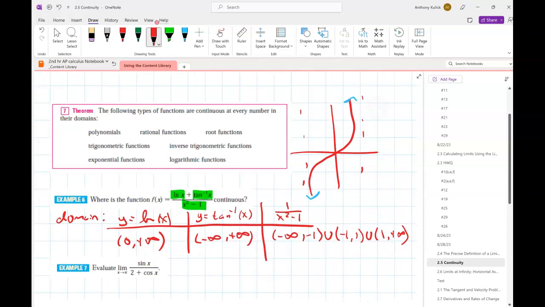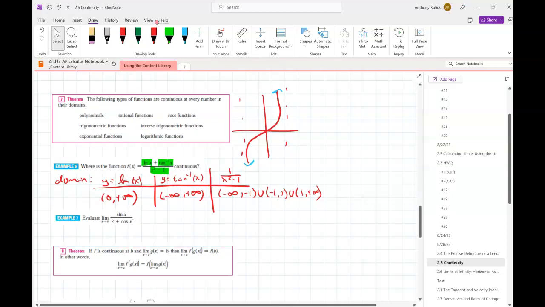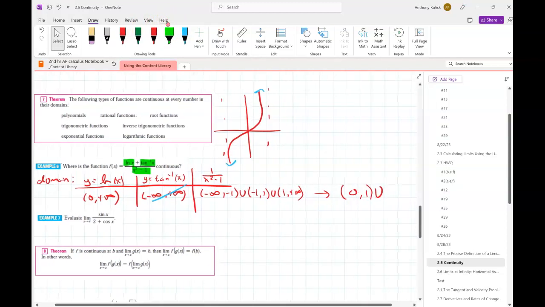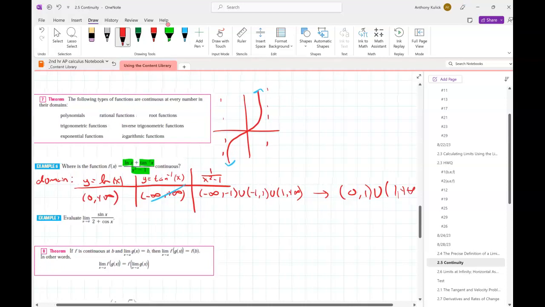Okay. So if I take the intersection of this stuff, what is my domain going to turn into then? This guy doesn't matter, right? Because that's everything. Would it just be 0 to positive infinity? Oh, the last one. 0 to 1, yup. Excellent.